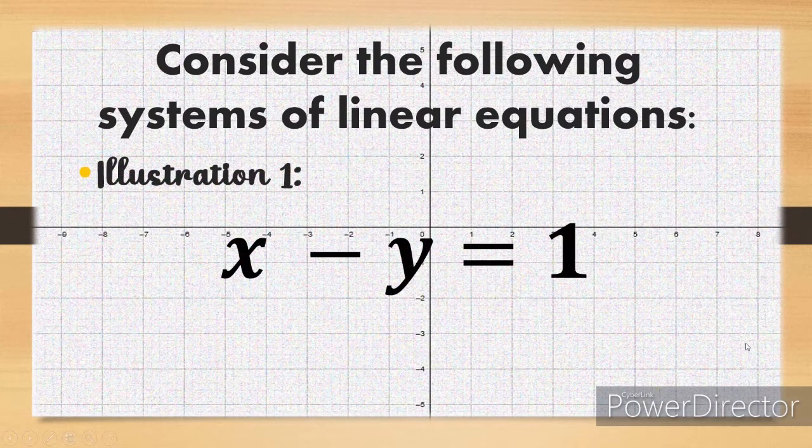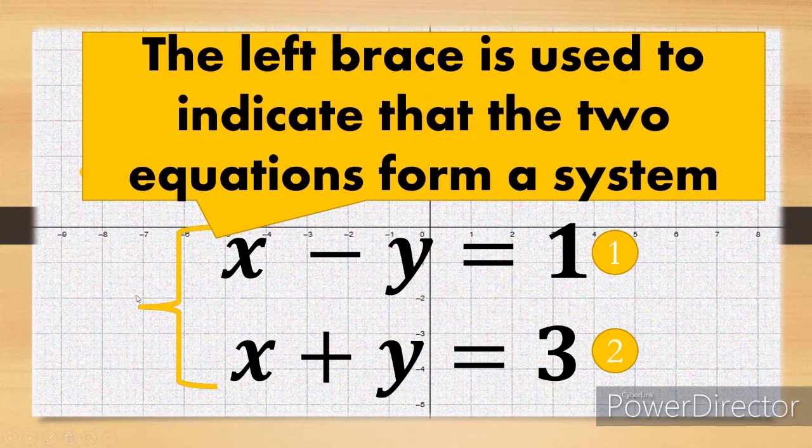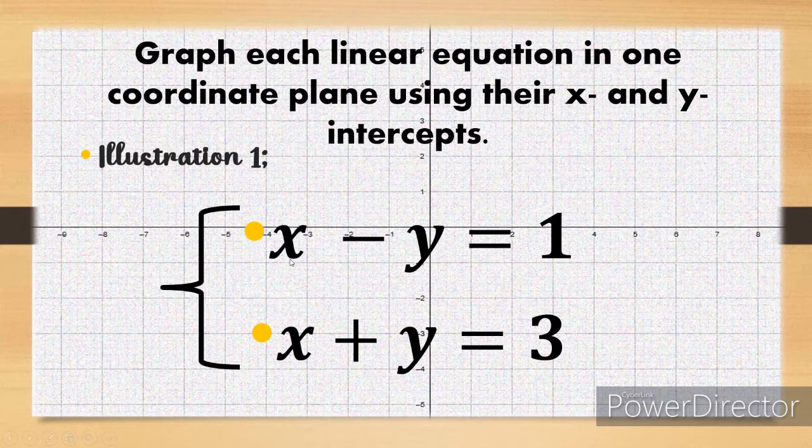We have x minus y equals 1 and x plus y equals 3. Remember, kapag systems of linear equations, we have two equations. We have equation 1 and equation 2. And take note, the left brace is used to indicate that the two equations form a system. Okay, so we have here x minus y equals 1 and x plus y equals 3.